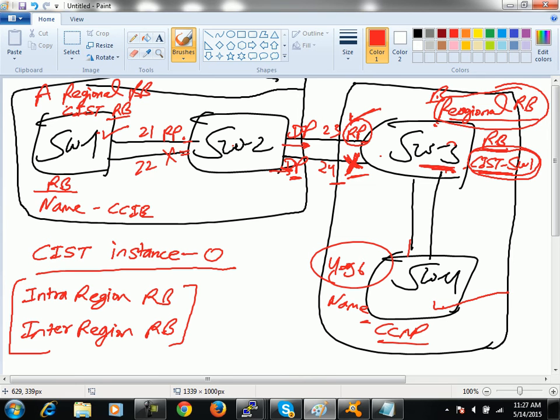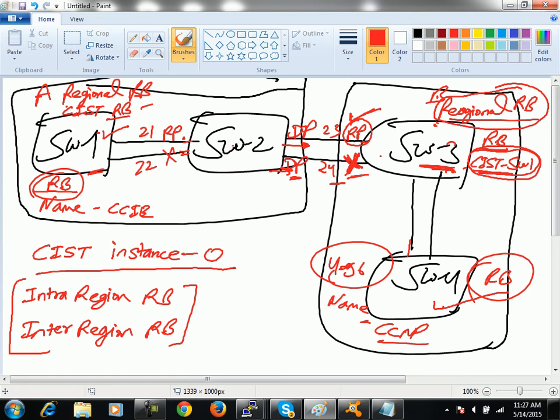Should I repeat my lines once again? I knew that you guys are not going to understand it in the very first attempt. See, first of all, just try to understand it in this manner. Now you are having two different regions, both regions will elect their root bridge independently. Let's talk about instance 0 only, right? They will elect their root bridges independently, right? Let's say that region A has elected switch 1 as a root bridge for CIST, and region B has elected switch 4 as a root bridge for CIST.